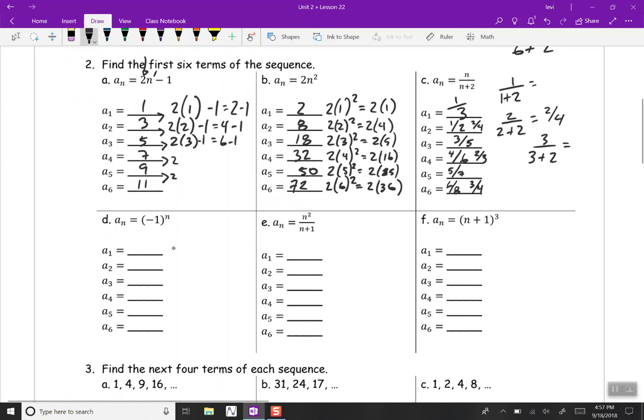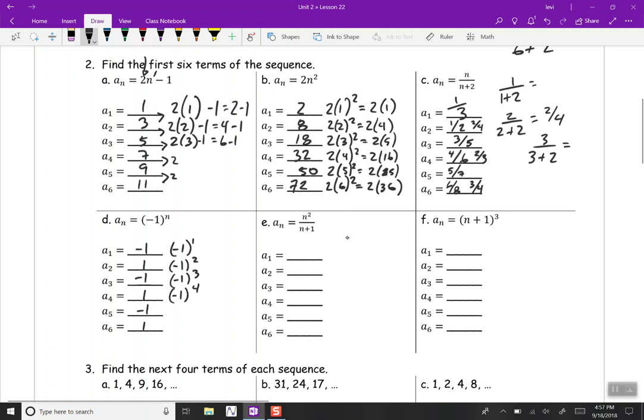So this one would be -1 to the first power, that's -1. -1 squared is 1. -1 cubed would be -1 times -1 times -1, that's -1. -1 to the fourth, that would be 1, and we can see the pattern here, -1 and 1.